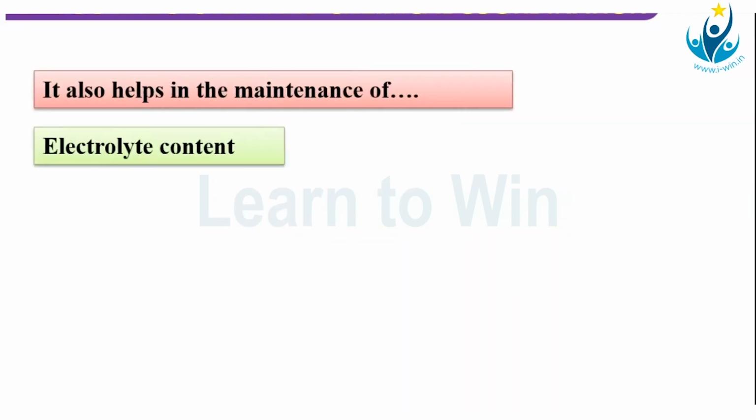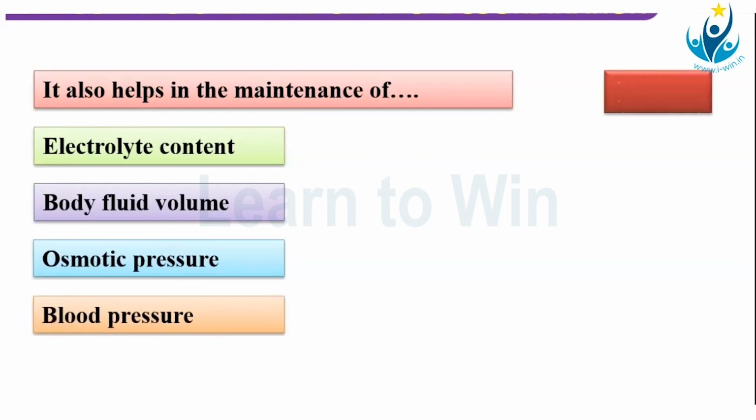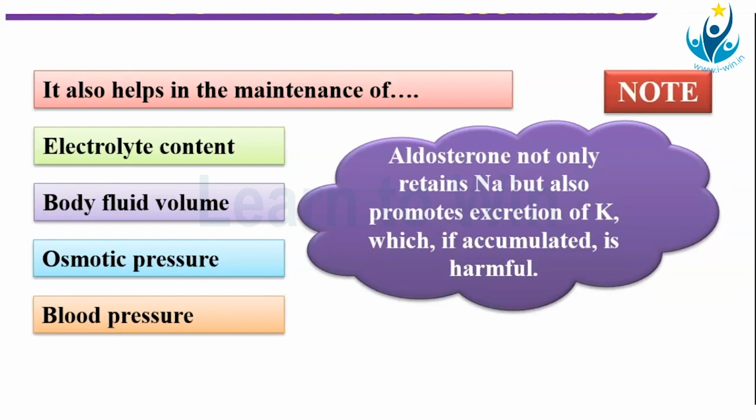It also helps in the maintenance of the electrolyte content, as we have discussed, body fluid volume, and blood pressure. Aldosterone not only retains sodium but also helps in the excretion of potassium, which is comparatively a very harmful substance. So potassium and phosphate ions are excreted by the kidneys, whereas sodium ions and water are absorbed by the kidneys and sent to the blood.